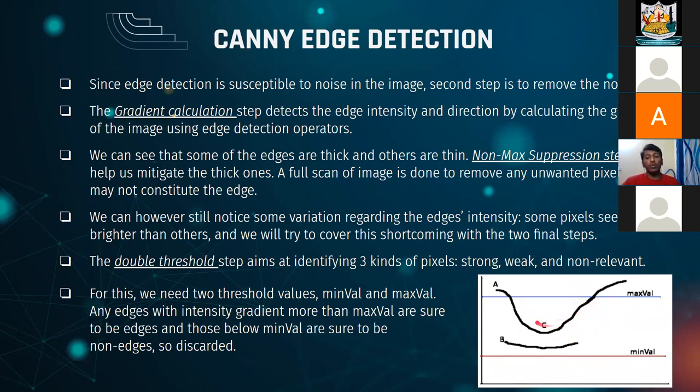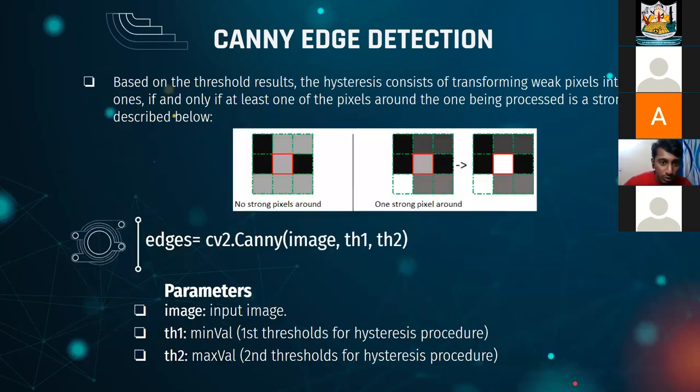You have to convert them either into strong, where you are sure of it, or into a useless thing that you want to get rid of. For that, you use this double thresholding technique. Suppose this is a part of an image, and gray represents the weak pixels, black represents the non-relevant pixels, and white represents the strong pixels. Here the gray pixel doesn't have any strong pixel around it, right?